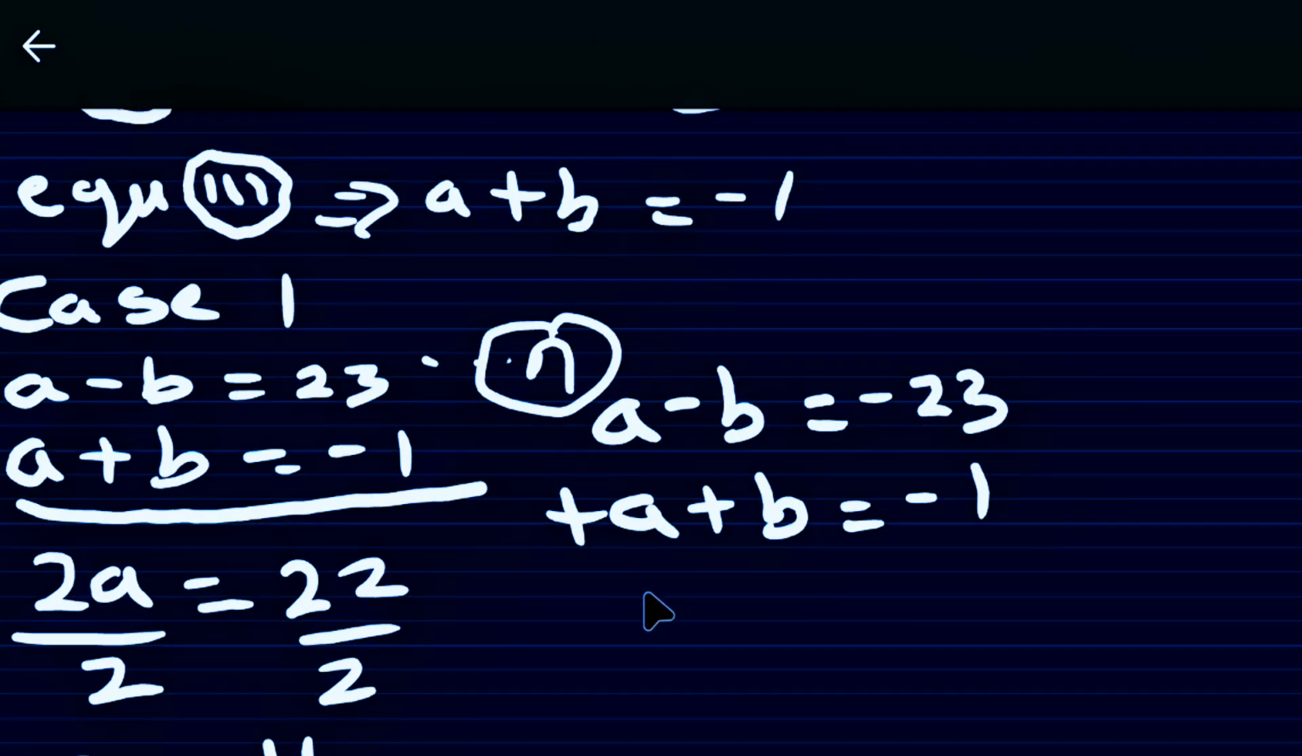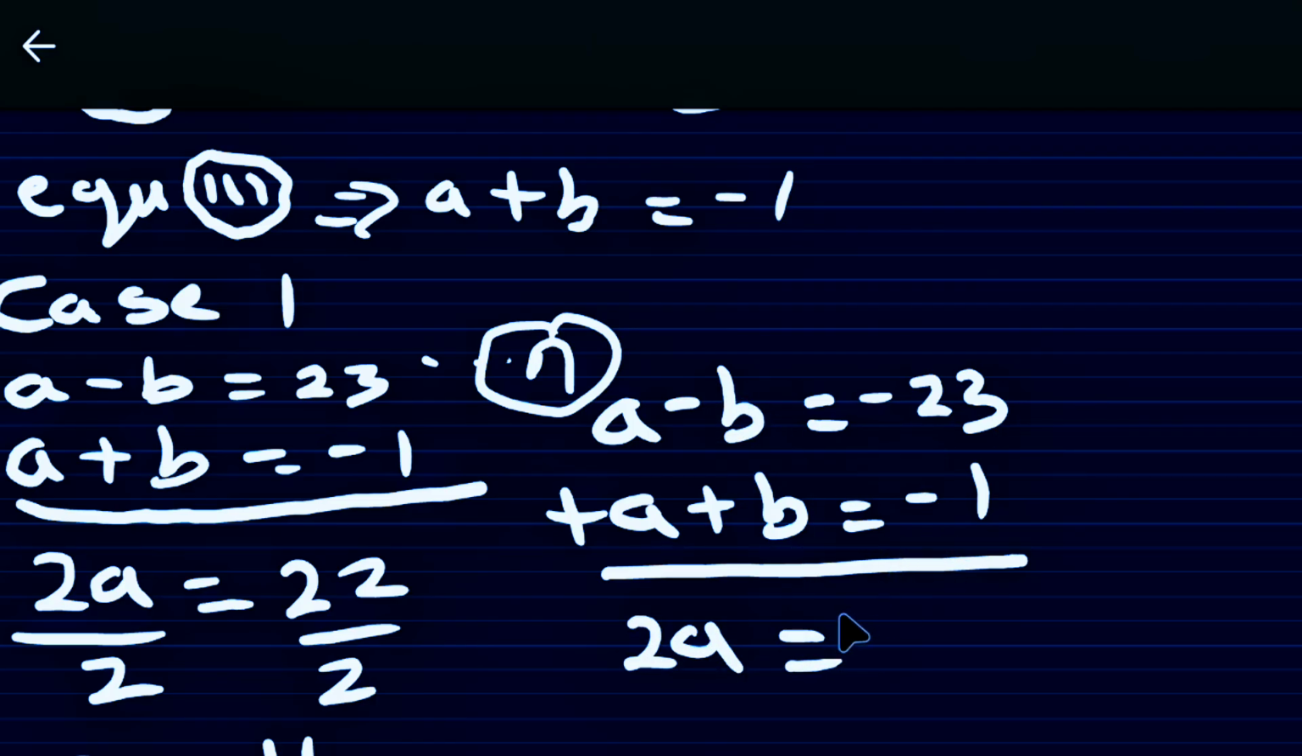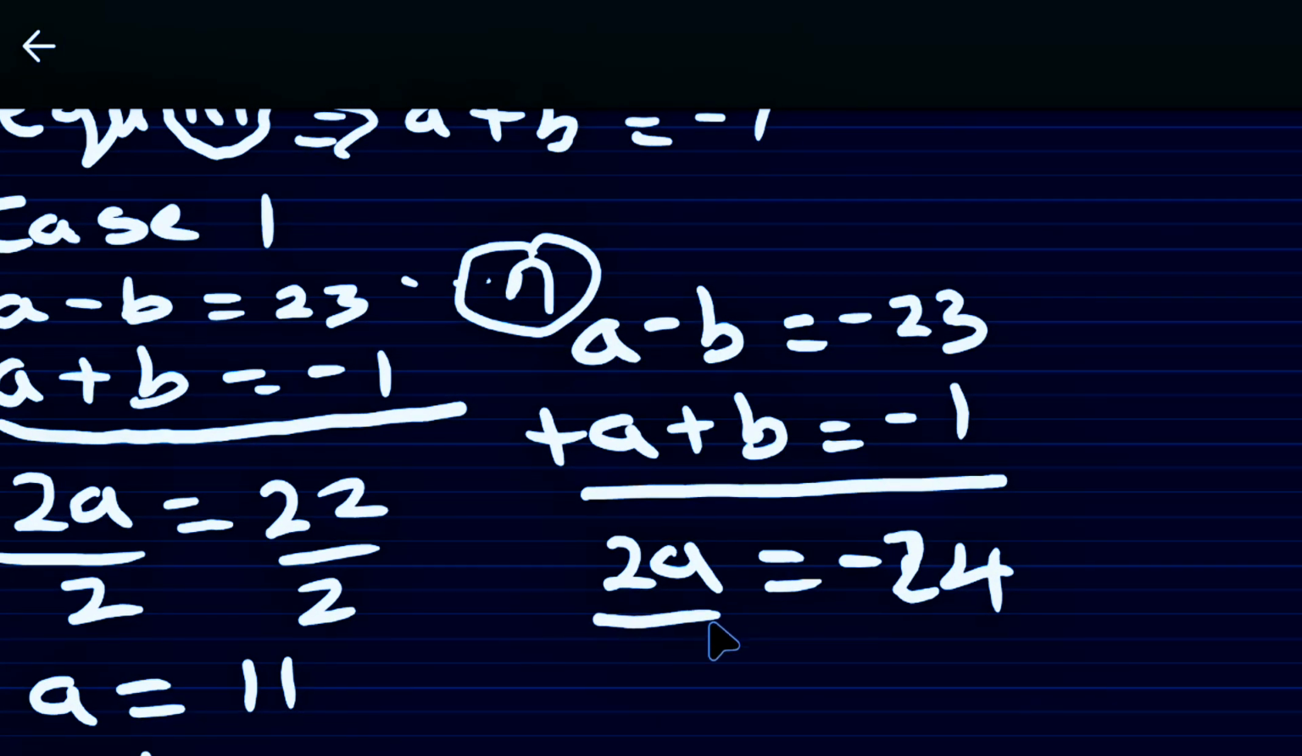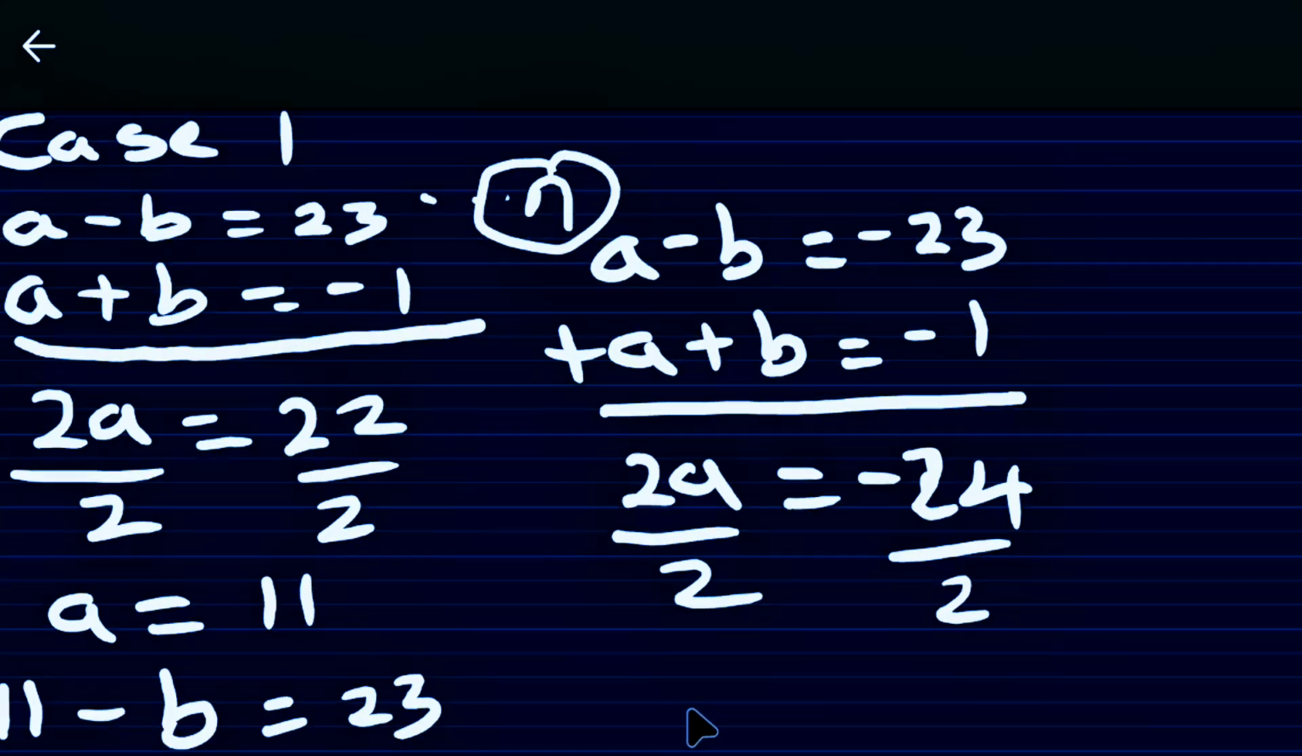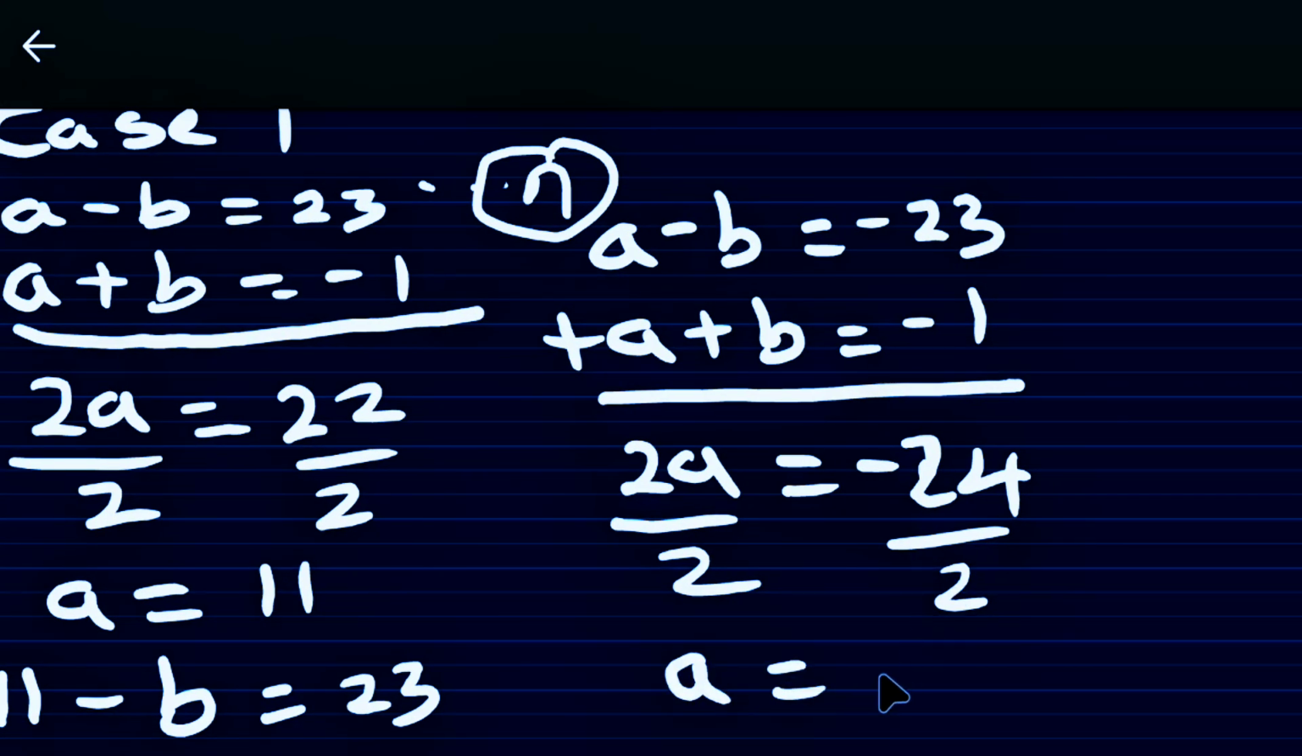If we add this together, we have a plus a is 2a. Then this is 0, and this equals minus 23 minus 1, which gives us minus 24. We'll divide both sides by 2, and we'll have a equal to minus 12. Now from equation 3, this is equation 3: a plus b equals minus 1.